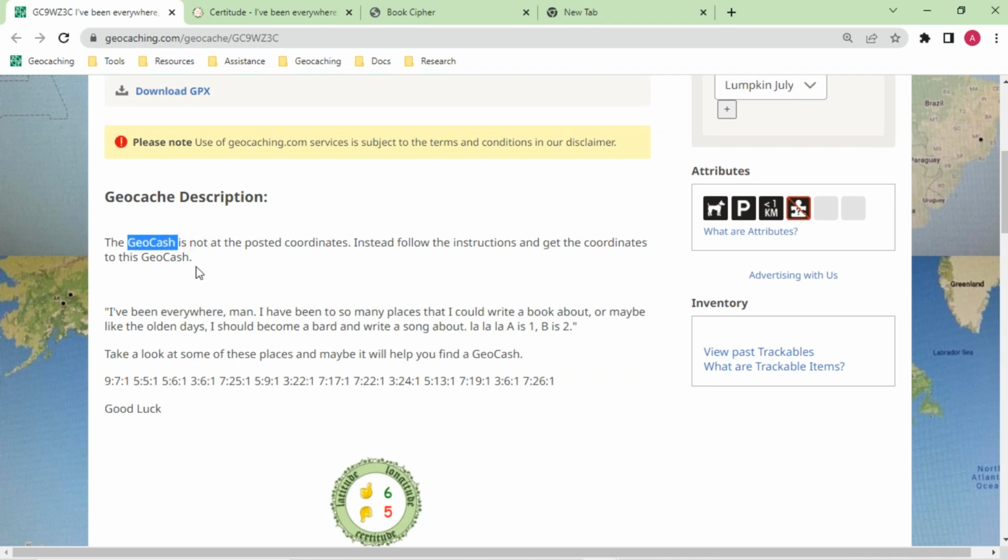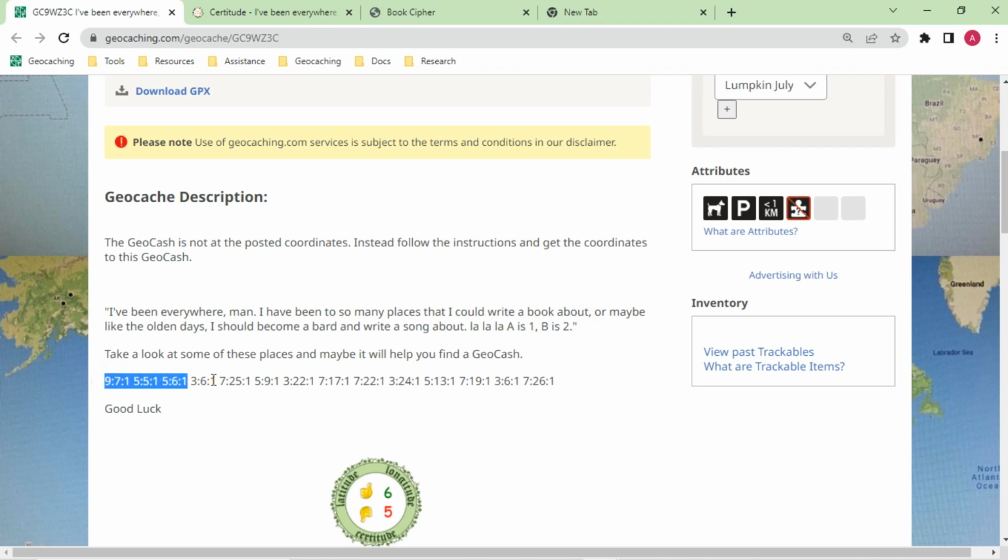So the word geocache is misspelled here with cache. And I've been everywhere, many places, could write a book, so reference to a book cipher, or maybe in the olden days, Bart, or write a song about it. La la la, A is 1, B is 2, right? Making it even easier. This is probably something that we need later on. So trying to give as many hints as possible to help people trying to solve this puzzle.